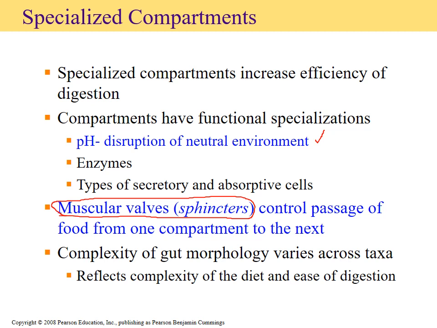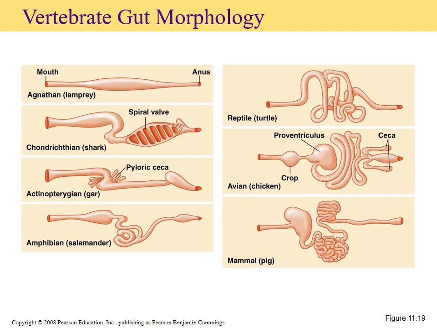Let's see what else we got going on. Oh, I do want to show you a picture where we compare different guts from different animals, so you can see how these specialized compartments play a role, depending on what their ultimate food source is. So let's go ahead and click over to our next slide. Here you go. So here you can see different vertebrate gut morphology.